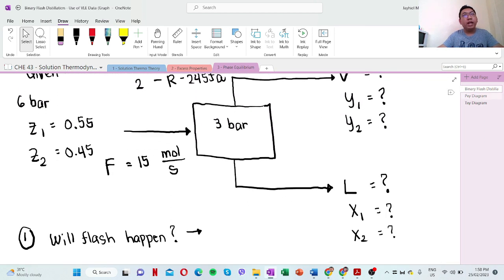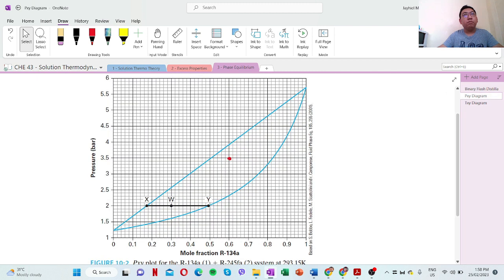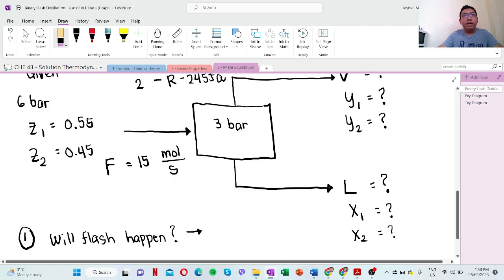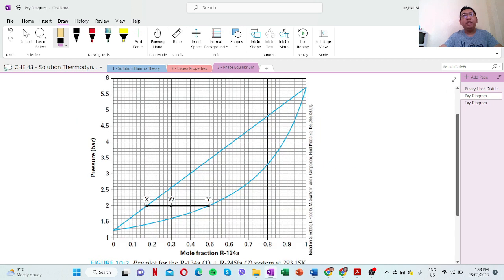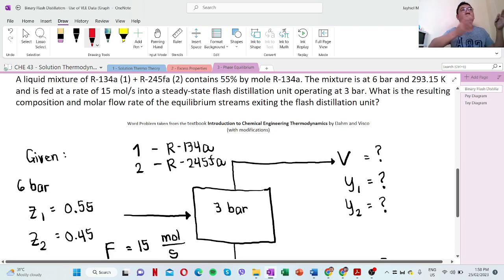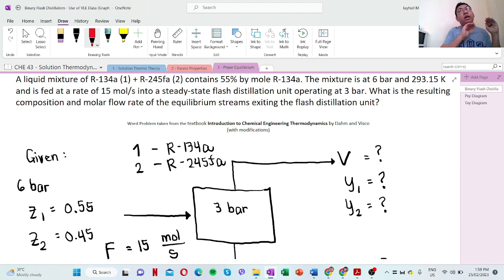So in this case, a PXY diagram was used by the example problem. The given information, we have 55% by mole R134A, and then the mixture is at 6 bar. So we can check in the PXY diagram if it's really a liquid or a vapor mixture, because it's also possible to have flash condensation. This is actually a flash vaporization process because the liquid enters the feed inlet, and then a portion of the liquid becomes vapor. If you are asking, sir, is it also possible to have a vapor mixture, and then part of the vapor will become liquid? The answer is yes. It's called flash condensation.